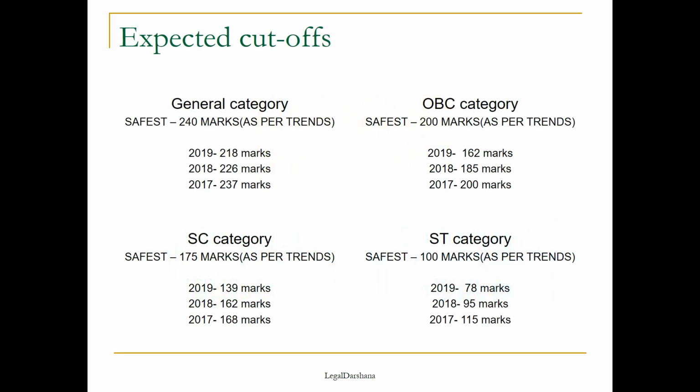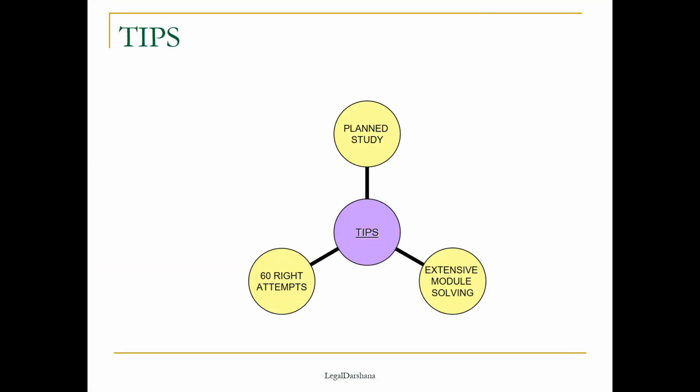So the safest side to secure a seat, mark my words, I am saying to secure a seat is 240 marks for general category, 200 for OBC, 175 for SC, and 78 for ST category. And I have mentioned other data here as well for your reference. Now the study tips. So in order to secure a seat, be it if you are of any category, the safest point is 60 right attempts, like no wrong answer, only 60 right attempts, which will yield you 240 marks and a safest seat in faculty of law, for which you need to solve questions extensively.